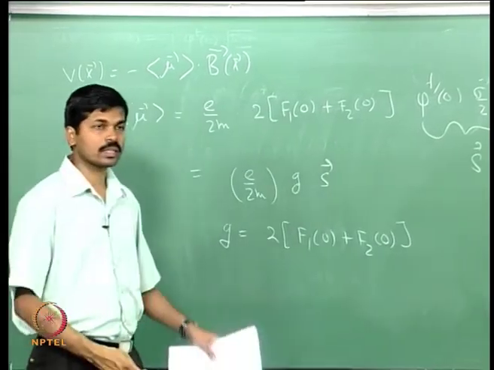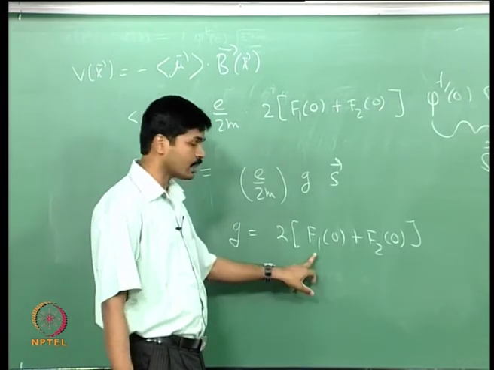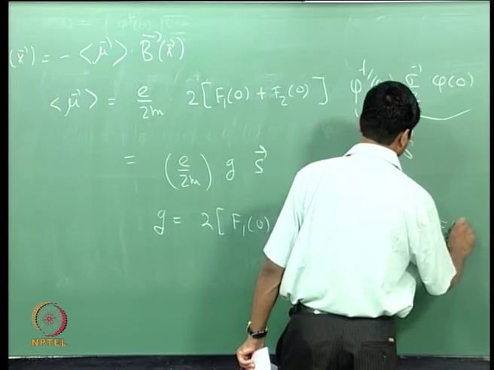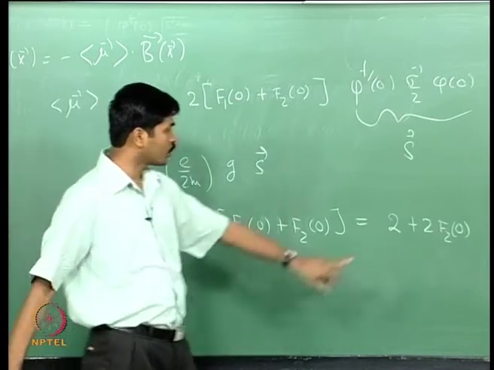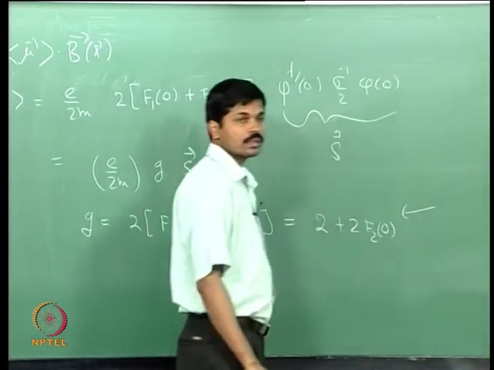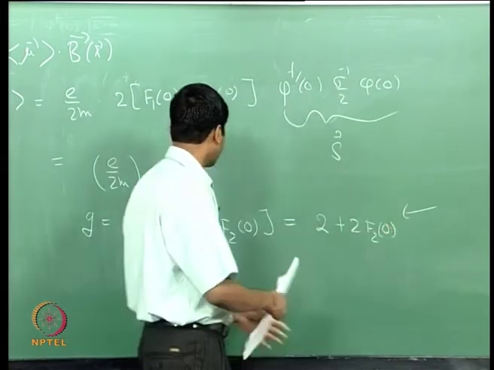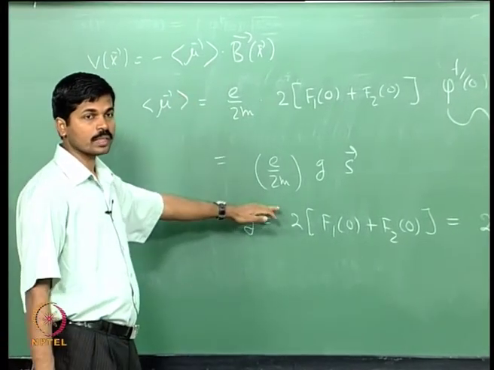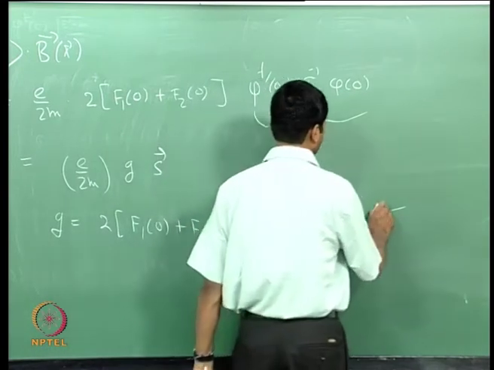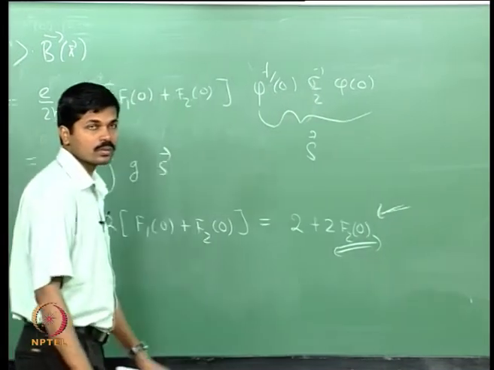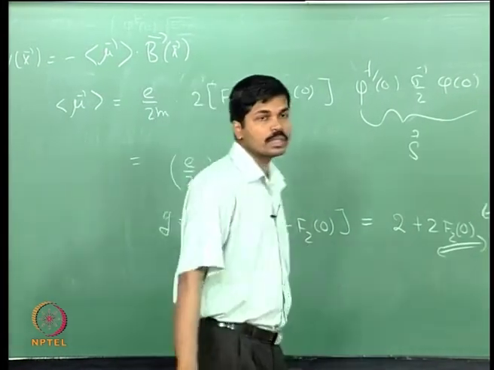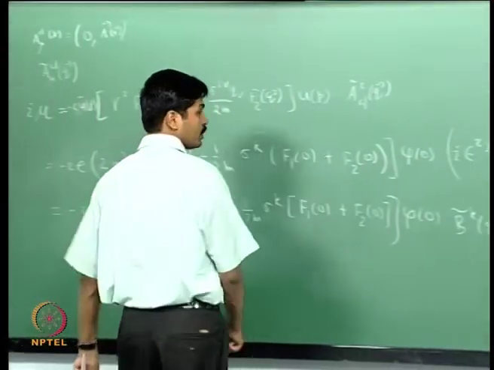We have already argued in the last lecture that this f1 of 0 will not receive any correction. So f1 of 0 I will just set as 1 to leading order, plus f2 of 0. So to leading order g equals 2, which is what is predicted by Dirac's theory, and f2 of 0 is something which quantum field theory will give us. So quantum field theory gives a correction to the anomalous magnetic moment of the electron, and we can compute this from the loop corrections to the vertex vector. All right. So what we will do now is compute the correction to the vertex vector at one loop.